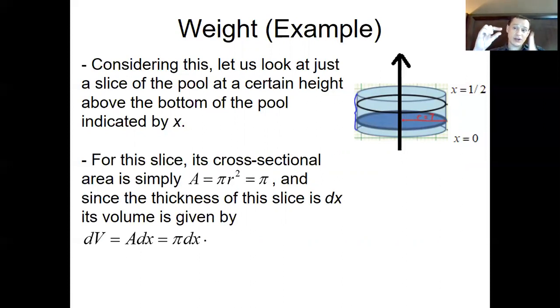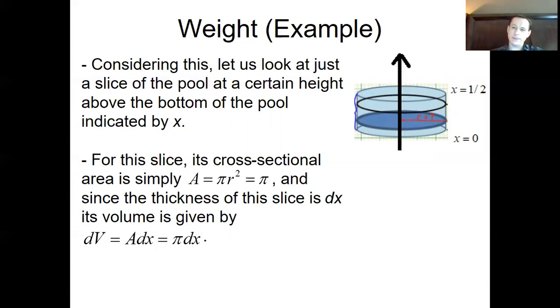And for the thickness, we're going to assume that x is going up here, so we'll call the bottom of the pool 0, and as you move up, maybe this is 1, 2, 3, 4, whatever that happens to be. But if this is x, the thickness is just dx. So if you take the area, pi, times the thickness, dx, you get a little chunk of volume. In fact, this is like an infinitely thin little cylinder in itself, okay? So the volume of that little tiny cylinder, that slice, is the area times the thickness, which is pi times dx.